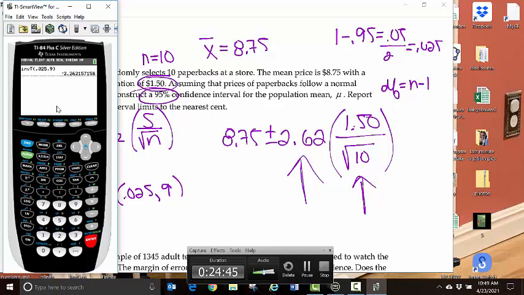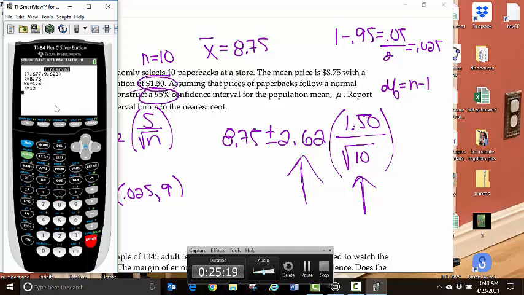Okay, but if they just wanted the interval, you would do stat, tests, t interval, and you tell them I have the statistics, not the data. So my mean is 8.75. My standard deviation is $1.50. I sampled 10 people. And there's my interval.